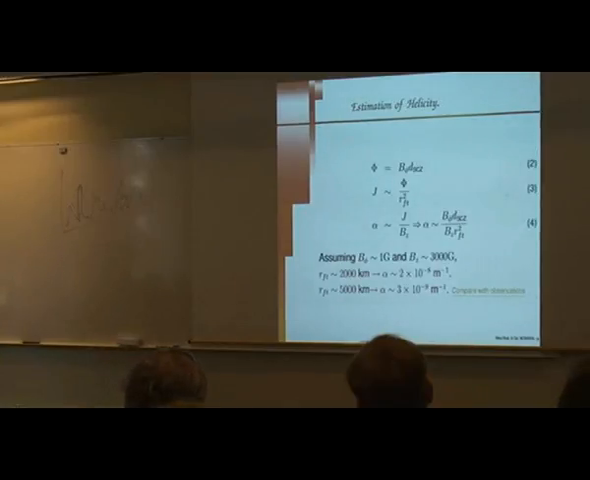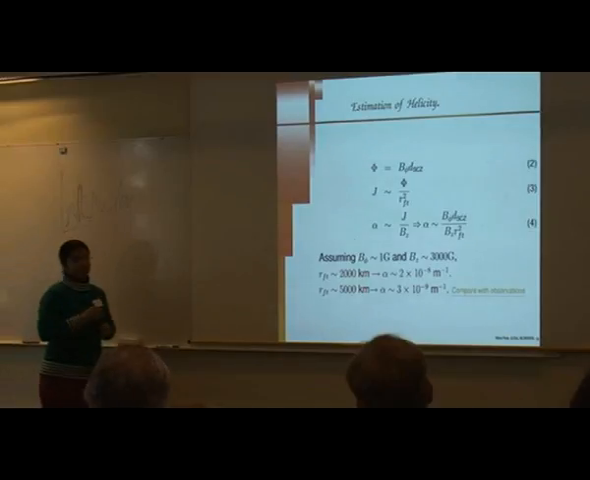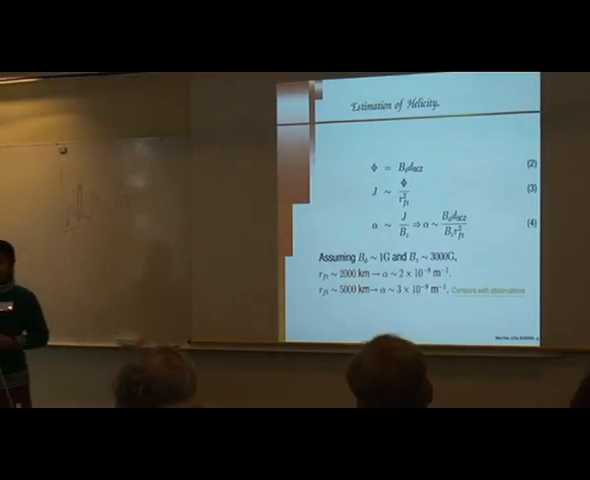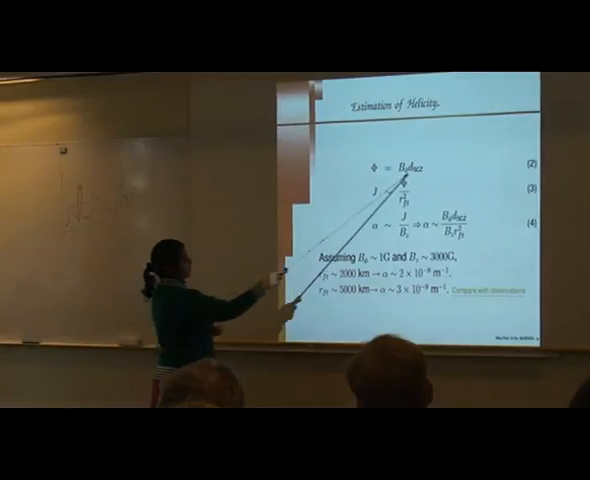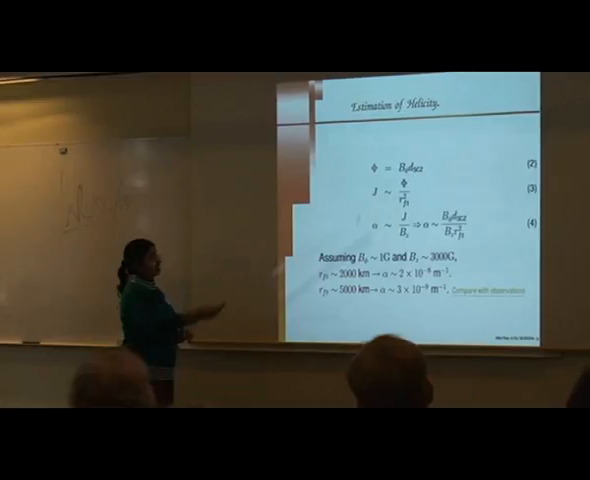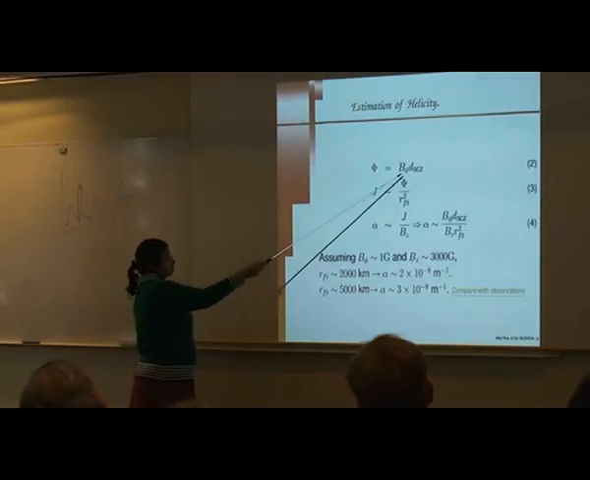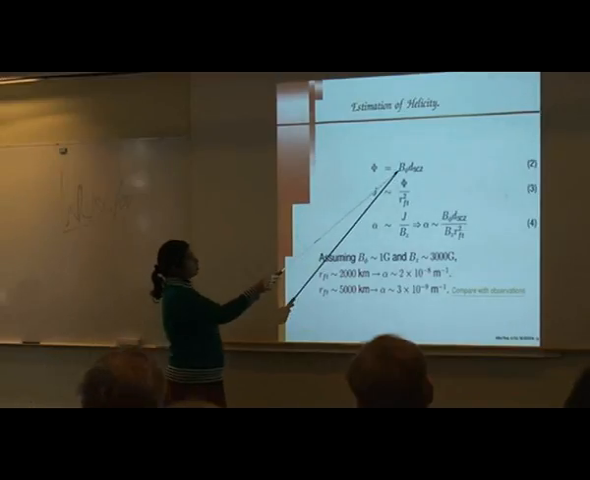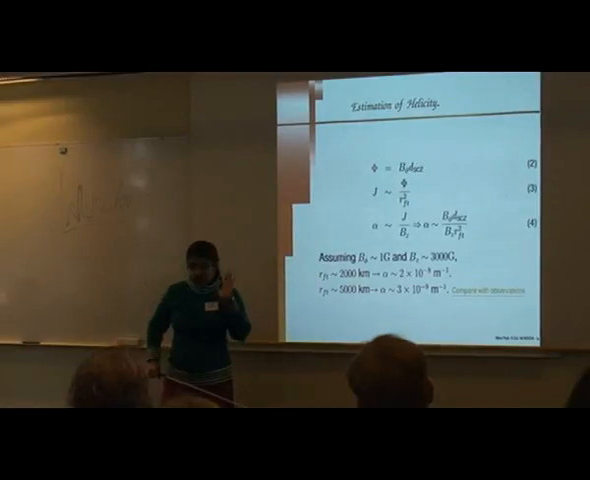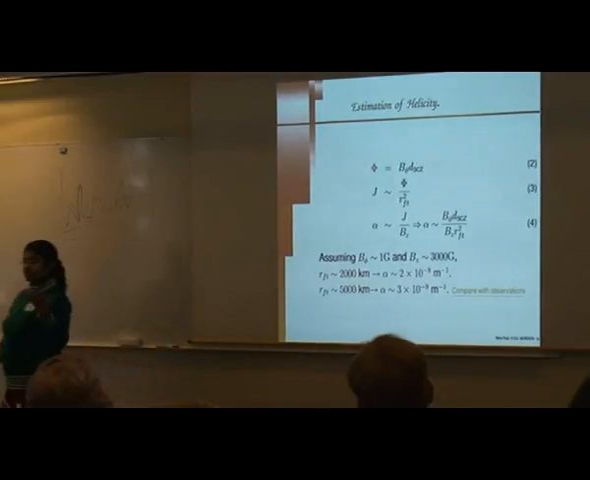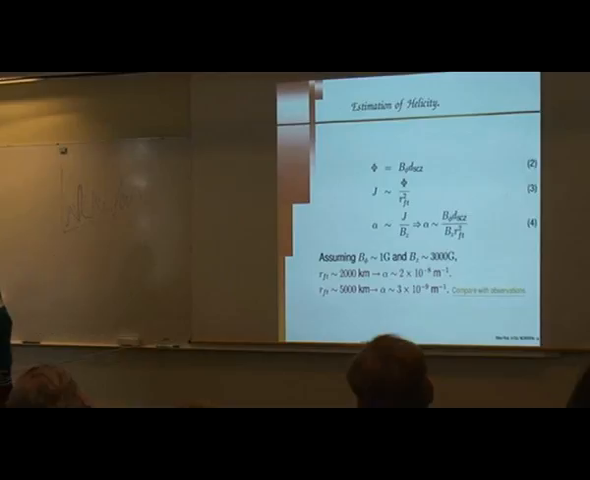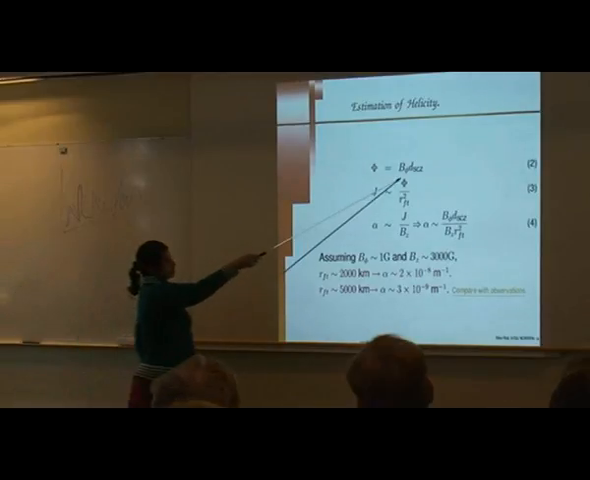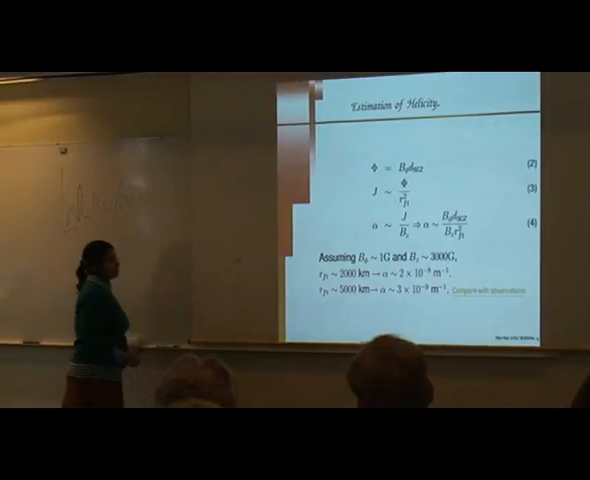Now we'll try to do a simple back-of-the-envelope calculation to estimate the magnitude of helicity expected from such a model. Suppose phi is the flux which is accreted by the rising flux tube. We assume that the average value of the poloidal field in the convection zone is something like 1 Gauss, and the depth of the convection zone is 1/3 the solar radius. So this is the amount of flux that will be accreted by a rising flux tube.